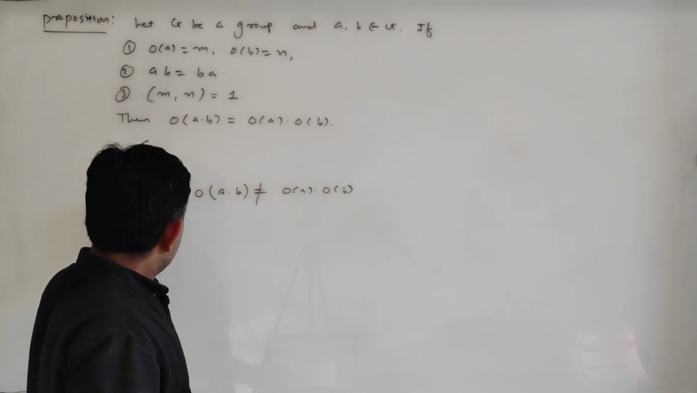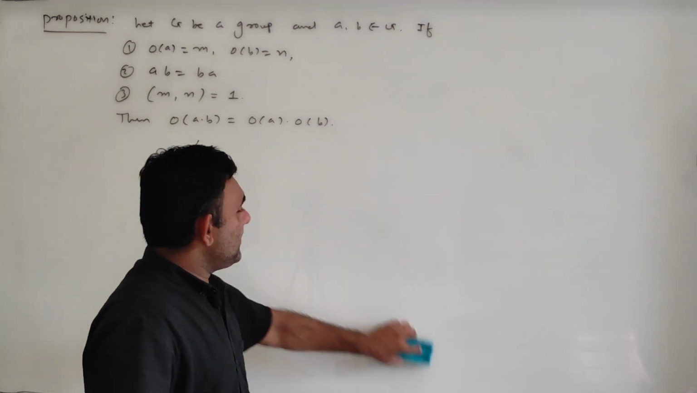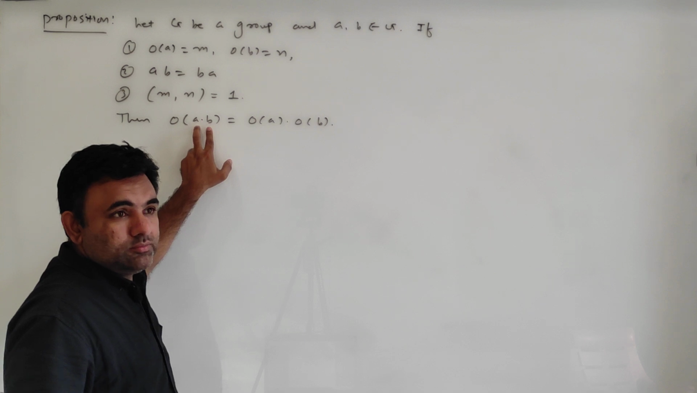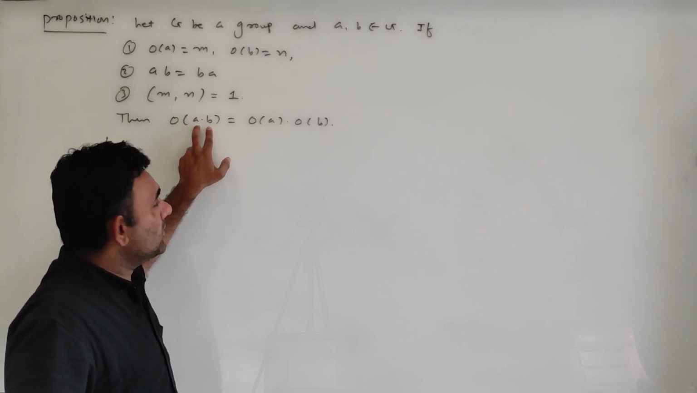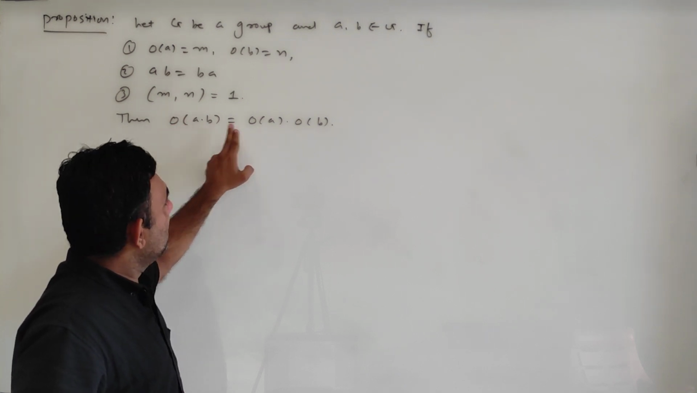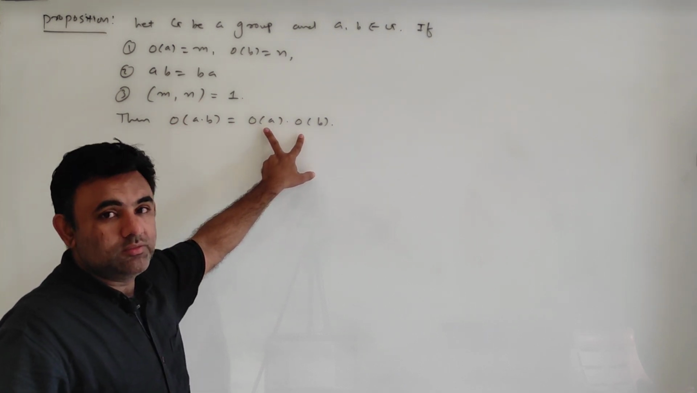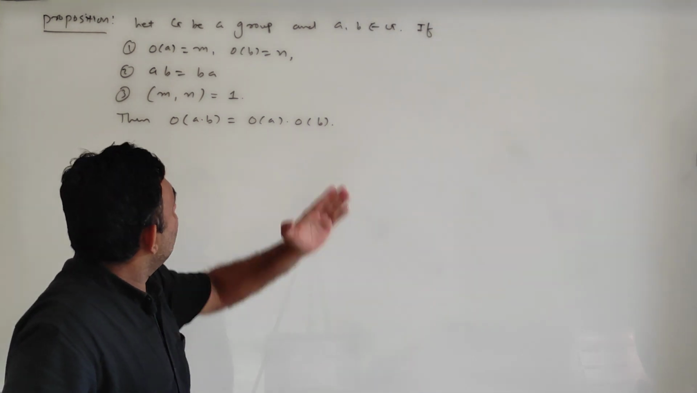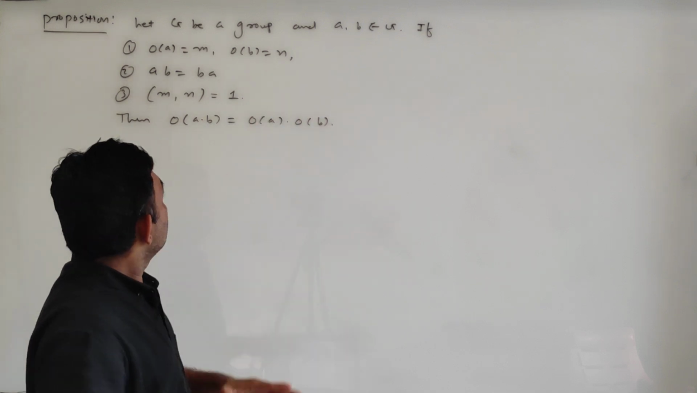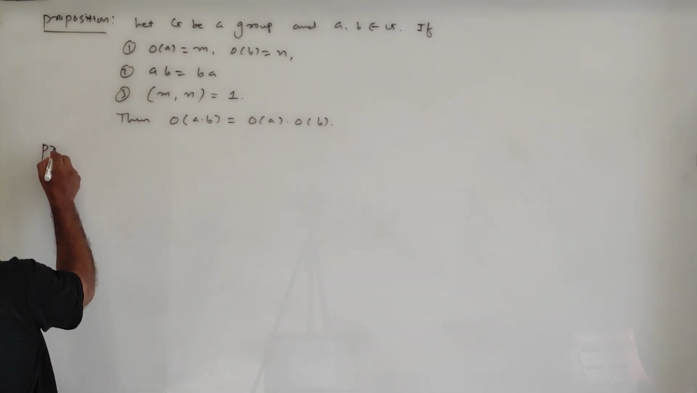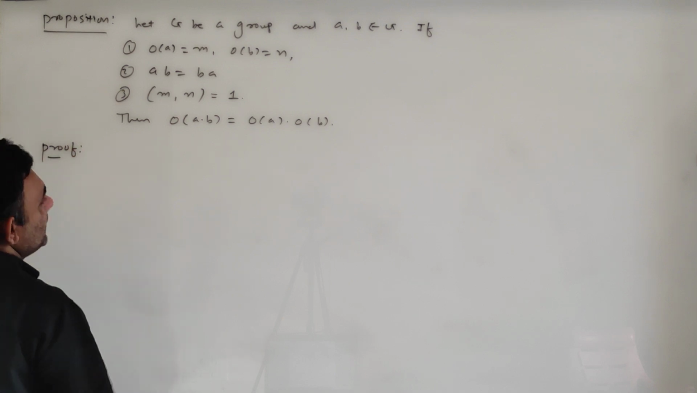So what we have is the order of the product on the left hand side, and then we are finding the order. Order of the product is the product of the orders. This happens if I have these three conditions. So let us prove this result. The proof is very simple, and it is a very important result also.